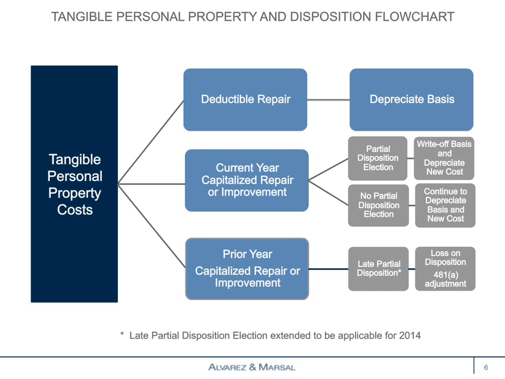Sure, and with this slide, I'm more of a visual person, so what hopefully you could gain from this slide is, just looking at your tangible personal property costs, at the very top we have a deductible or a repair. So say, for example, you incur a deductible repair cost. That cost, by its nature and by what I just mentioned, is going to be deductible. So the original basis is just going to continue being depreciated, and the repair costs would be deducted.